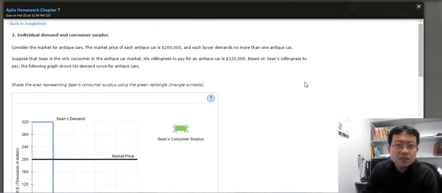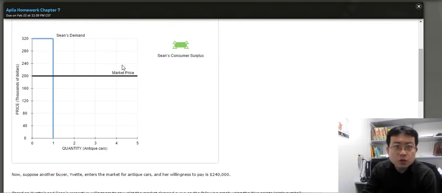So for number 2, the question says, consider the market for antique cars. The market price for each antique car is $200,000, and each buyer demands no more than one antique car. So suppose that Sean is the only consumer in the antique car market. His willingness to pay for an antique car is $720,000. Based on Sean's willingness to pay, the following graph shows his demand curve for antique cars. So we have our demand curve, which is the blue line over here.